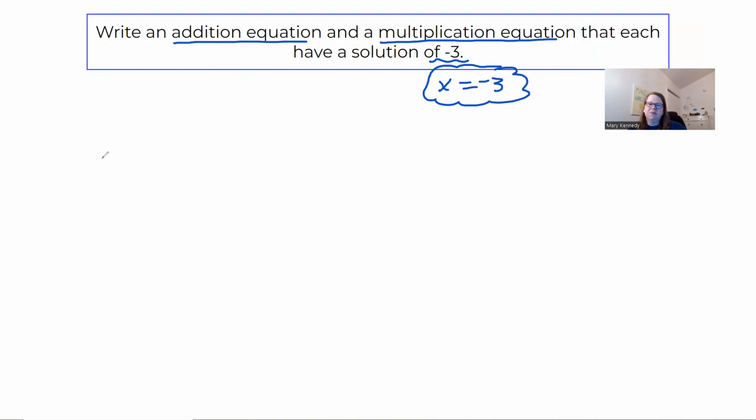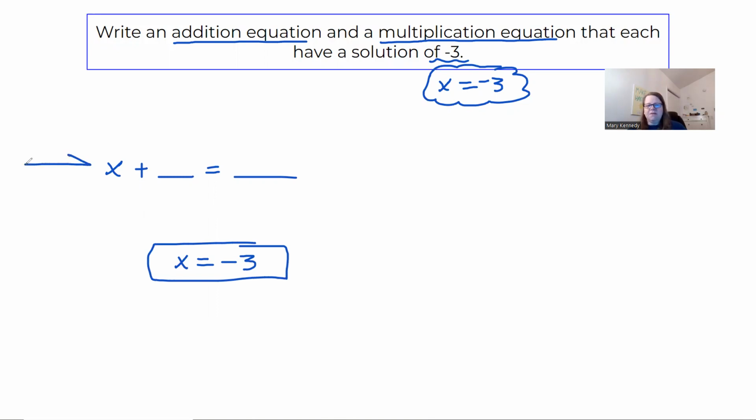An addition equation would say x plus something equals something, and then after you solved it, you would get x equals -3. We know that much, right? We know that's how this should work out. We just have to figure out how to write the equation so that it's a true equation. There are many, many ways that you could set this up. It all depends on what number you put in one of those two blanks, because that one number will determine the other one. So pretty well unlimited choices here.